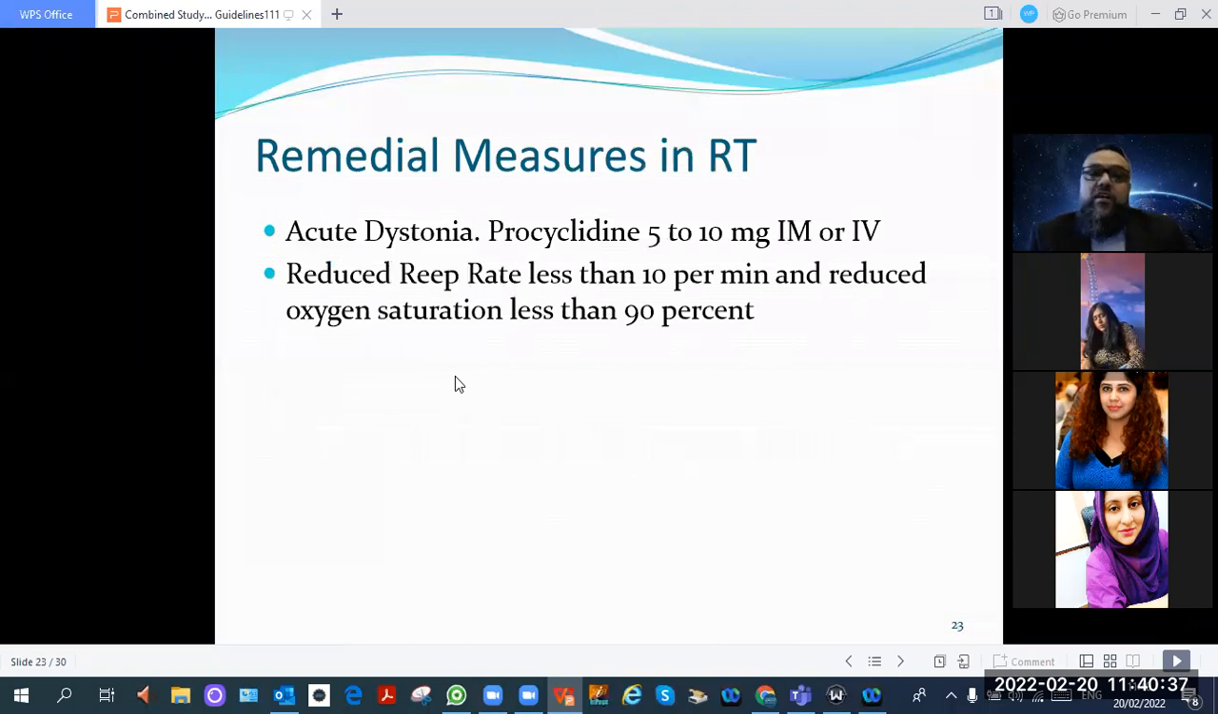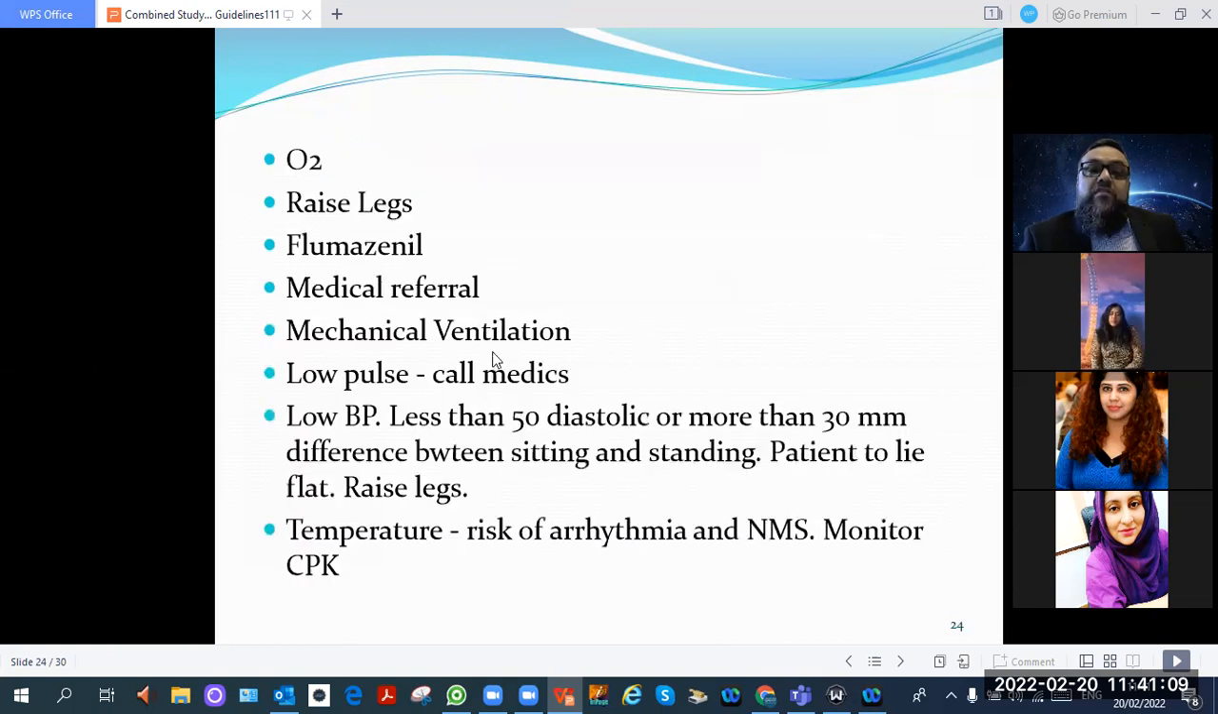Remedial measures in rapid tranquilization. What if there is acute dystonia? Procyclidine 5 to 10 milligrams IM or IV. Start with oral, but sometimes IM or IV can also be given. And if you have a choice, go with IM, not with IV. And if there is reduced respiratory rate less than 10 per minute, and reduced oxygen saturation less than 90%, then you can go with the flumazenil, I think. And then oxygen, raising legs, flumazenil, medical referral.